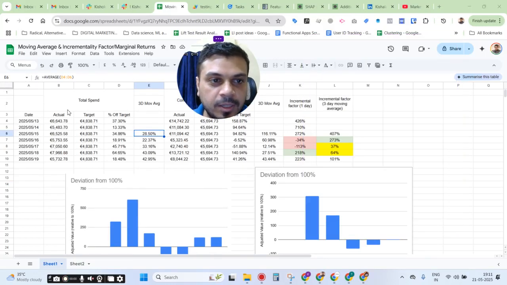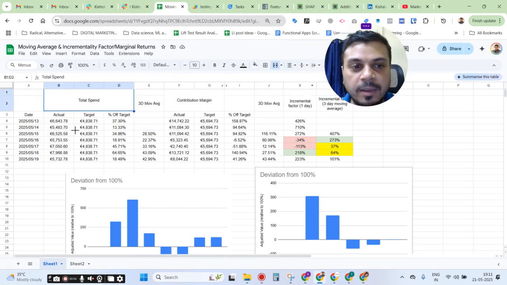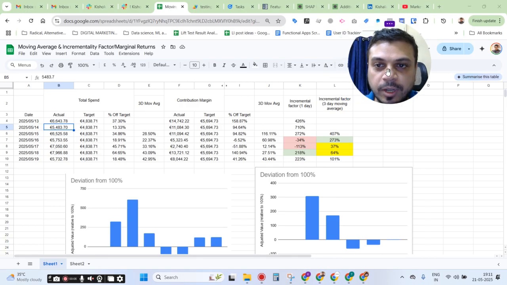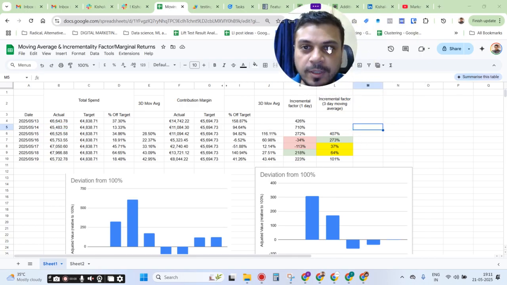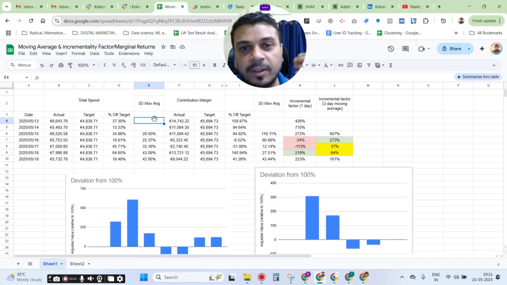Hi there. So I'm going to walk you through a very simple example of how you can start incorporating concepts like incrementality and marginal returns, not in the very strict, scientific definition sense of the term, but in a more holistic sense of the term. How much a particular ad spend from a particular channel is giving you marginal returns.